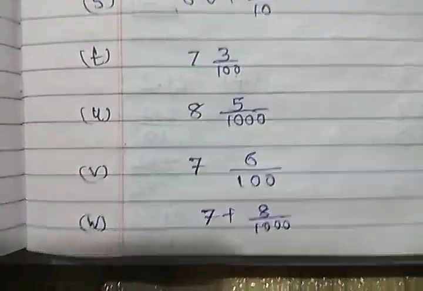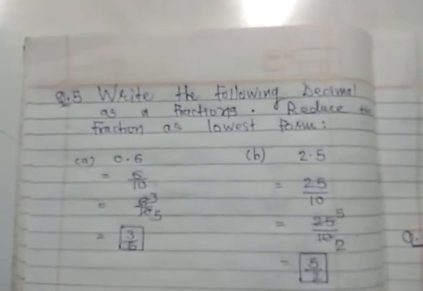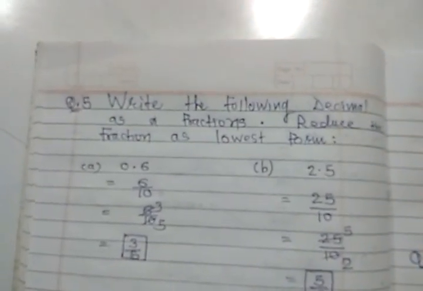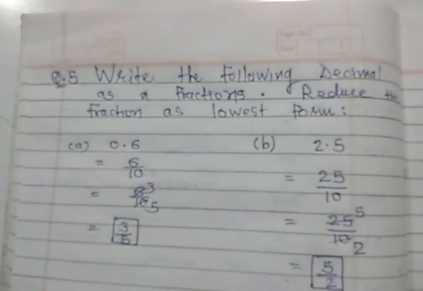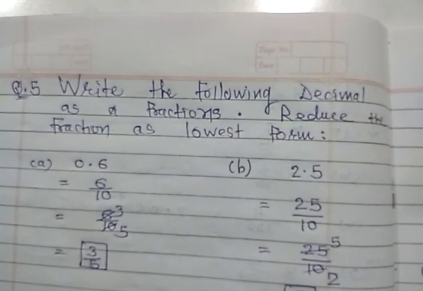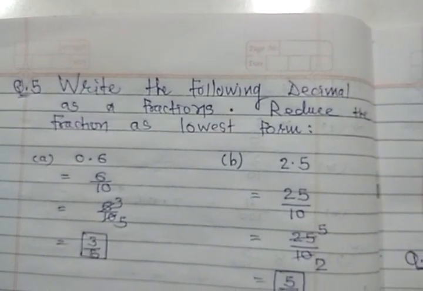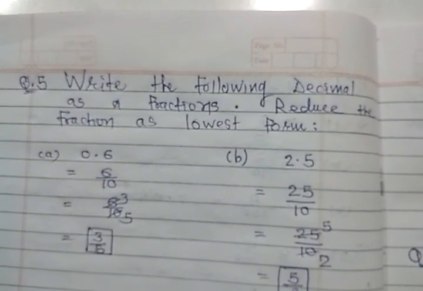Okay, students. Move to question number 5. Write the following decimals as fractions and reduce the fraction to lowest form.